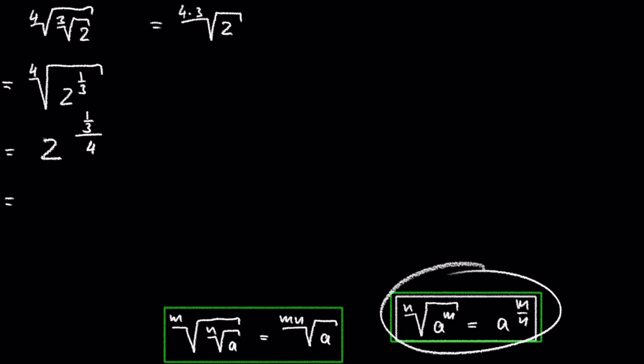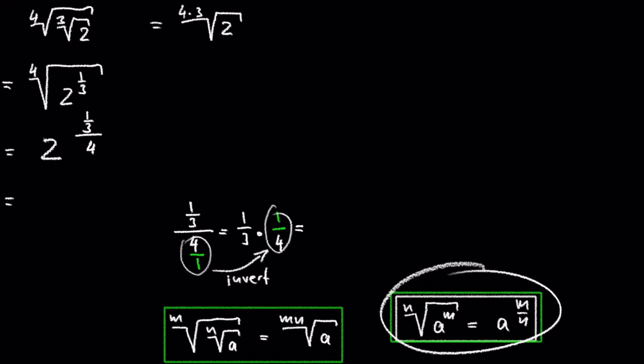Now, what is 1 over 3 divided by 4? Dividing fractions is just keeping the first fraction and multiplying by the inverted second fraction. So we get 2 raised to 1 over 3 times 1 over 4, which is 2 raised to 1 over 12.